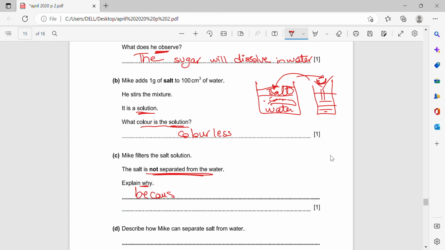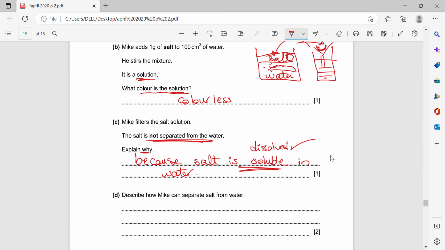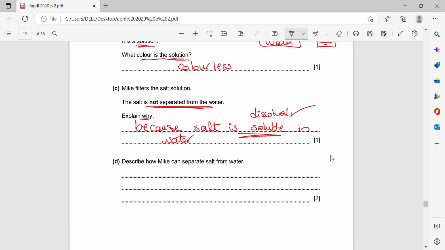Because salt is soluble in water. If you write salt dissolved in water, that is also correct. So either soluble or dissolved. Okay. Describe how Mike can separate salt from water.